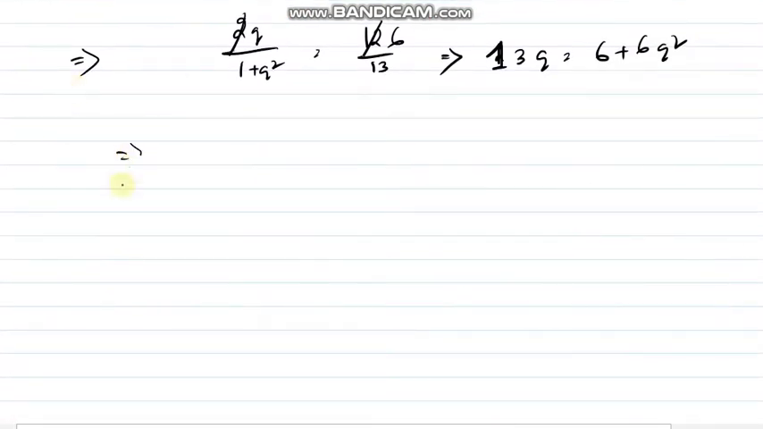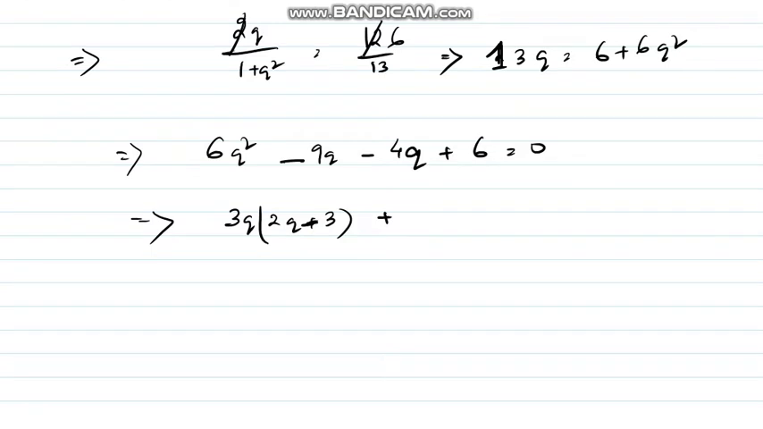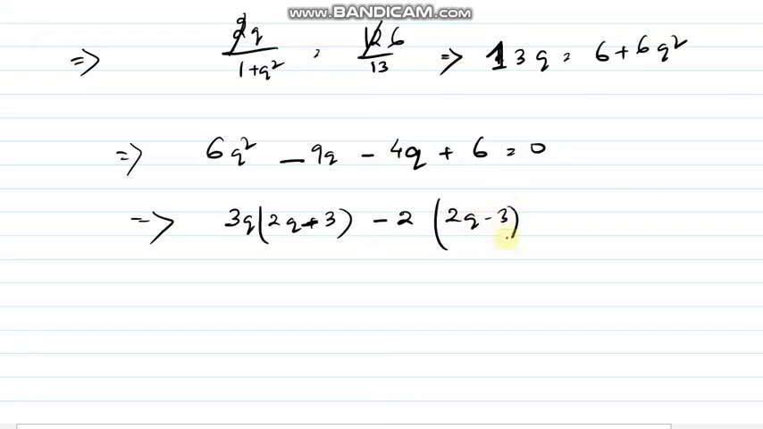So we are going to do middle term factorization. 6q square, I can divide it as 9q plus 4q plus 6 equals 0. Sorry, I think we made one mistake. It will be minus 13q, this goes to this side. So it will become minus 9q and minus 4q, and this will also become minus, right? So minus 2 common, and it will be (2q minus 3) equals to 0.